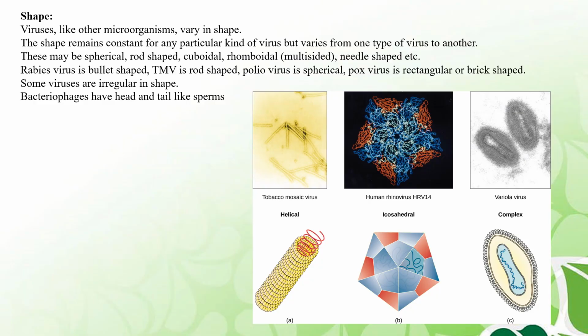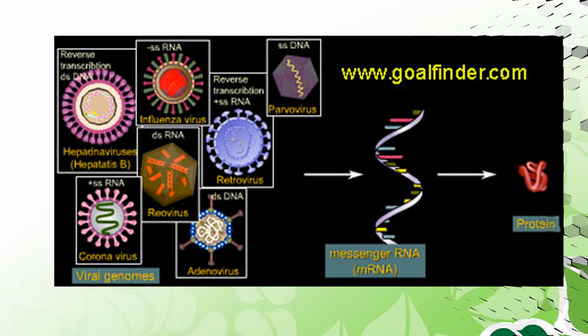Coming to the different examples, you can see they are all spherical. They are coronavirus, adenovirus, reovirus, retrovirus, influenza virus, parvovirus, and others. These are some of the examples.